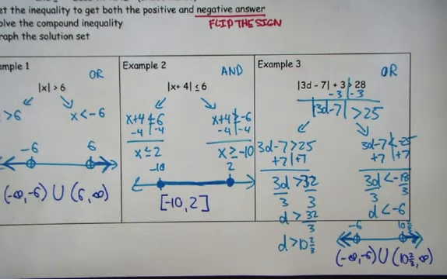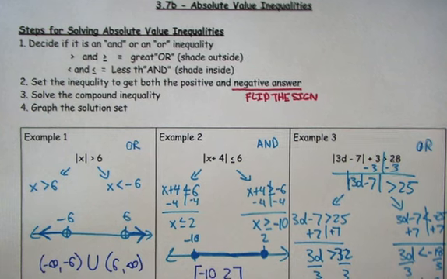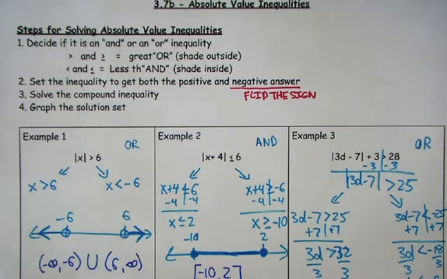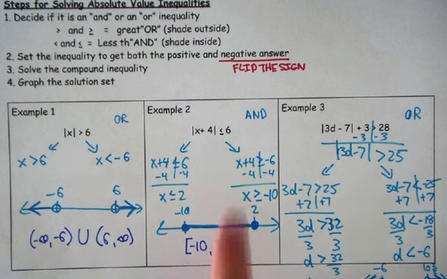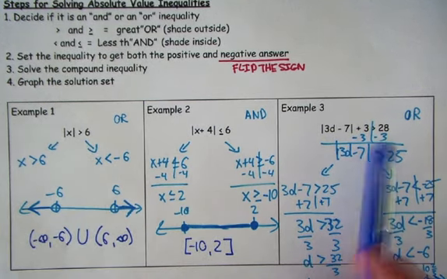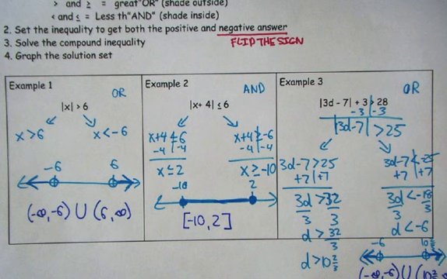Okay? So, a couple basic steps for solving absolute value inequalities. Set the inequality to get both a positive and negative answer. For the negative answer, the one on the right, you're going to flip the sign. You're going to solve it, graph the solution set. If it's greater than or equal to, like number 1 or number 3, it's going to be an or situation, right? Oars of the boat. Less than or equal to, it's going to be a sandwich situation.